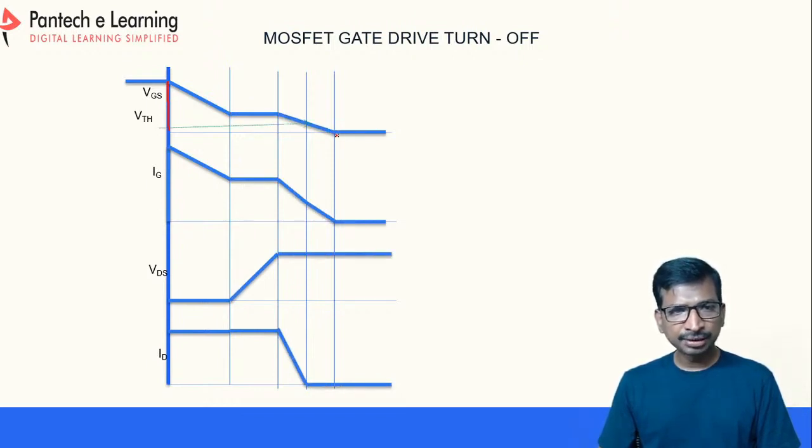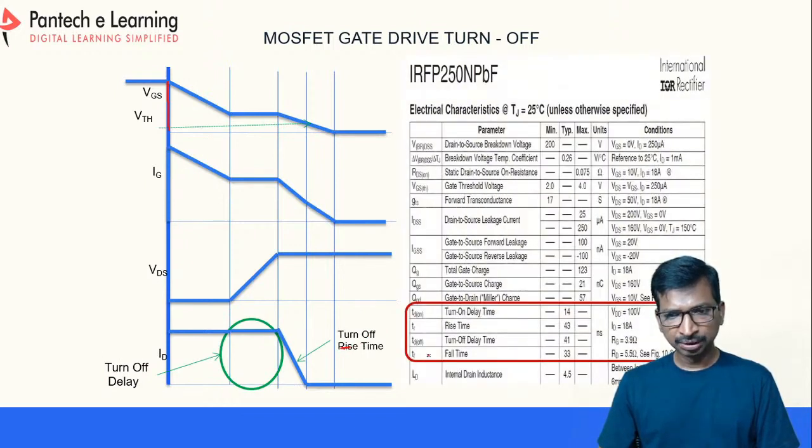So this is called the turn off delay time, and this is called the turn off fall time. Not a rise time, this is a fall time. So there is a time difference. 14 nanoseconds is the turn on delay time, whereas the turn off delay time is 41 nanoseconds, and then the rise time is 43 and the fall time is 33, right? So you have to combine all these things, and based on this you have to choose your device.